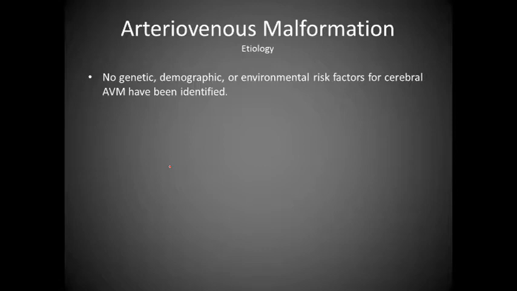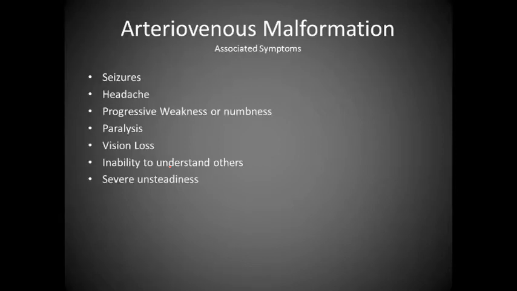So there are no genetic, demographic, or environmental risk factors for cerebral AVMs that have been identified. So really, we don't know what the causation is. Typically, though, we feel that it is a congenital abnormality, something that just occurs at birth, that we really don't know what the triggering incident for is. It's just how the body is actually made.